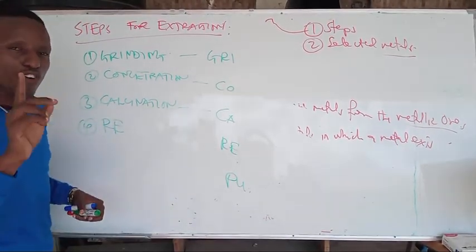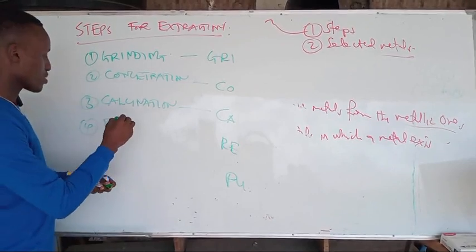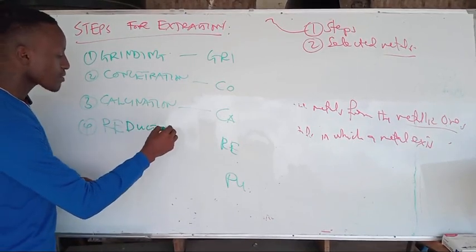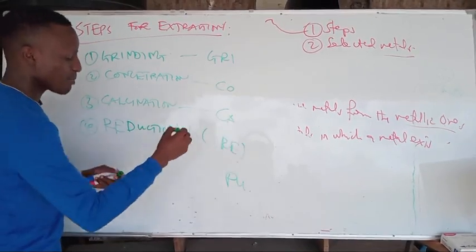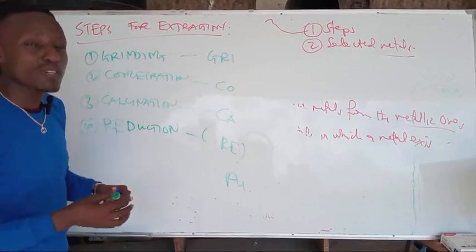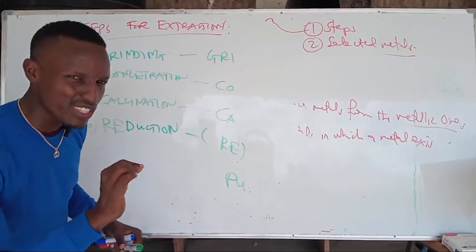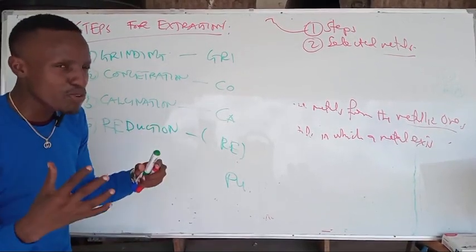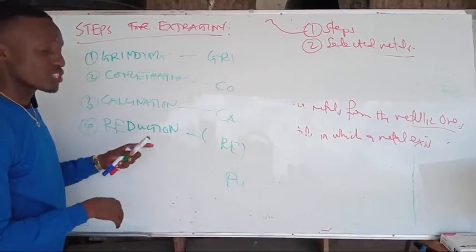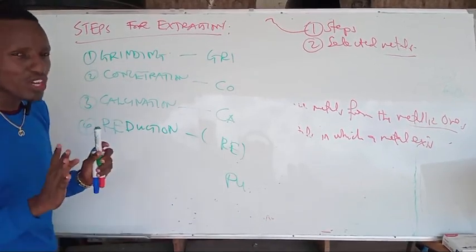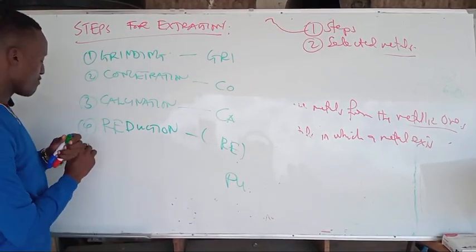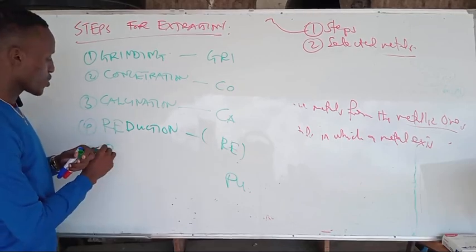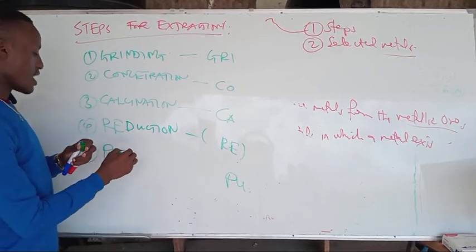So the fourth step will just be the reduction process. Speaking about the reduction, the oxide which has been formed in calcination and roasting is reduced into a metal which is actually not pure, an impure metal. For example, in copper we call it blister copper. It's not pure actually. So number 5 is purification. You need to purify what you've got here.